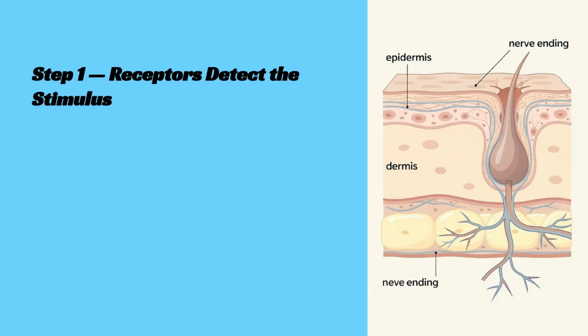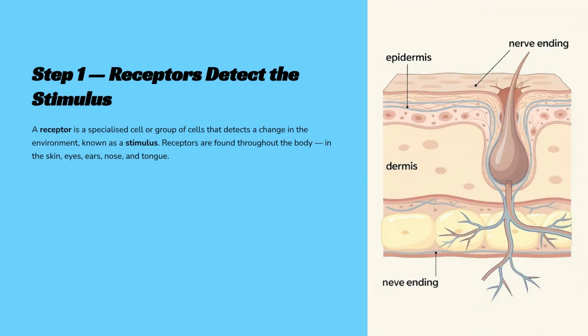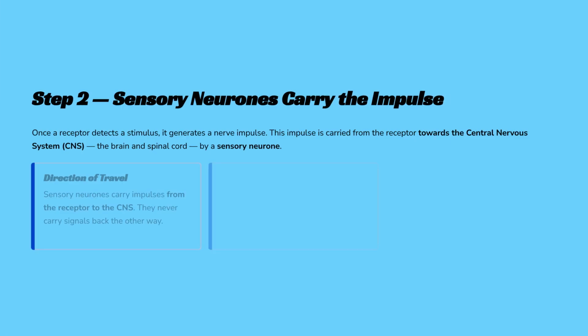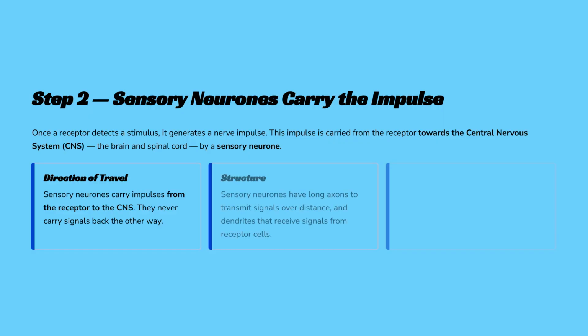Step 1. Receptors detect the stimulus. Receptors are specialized cells in the skin, eyes, ears, nose, and tongue that detect changes in the environment, like heat, light, or sound. Step 2. Sensory neurons carry the impulse from the receptor toward the central nervous system, or CNS. They have long axons and transmit signals very quickly.